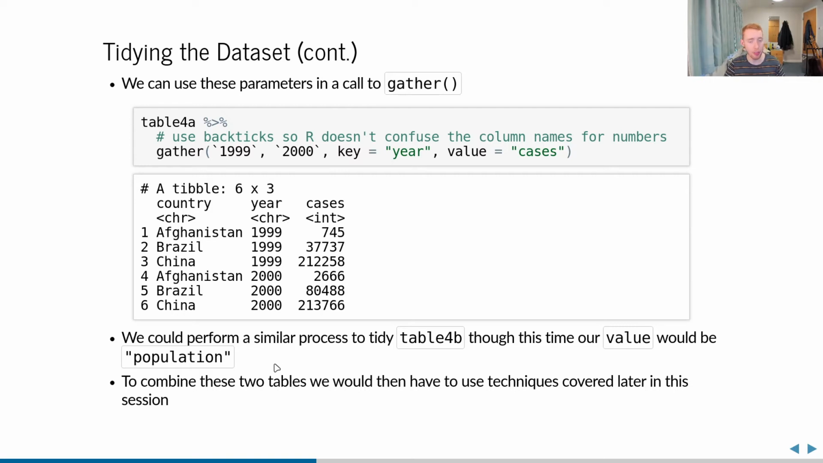And so we could do a similar thing using table 4b. Rather than cases, we would have population, because that's what that table contained. We'll see later how we could combine those two together, adding the cases and population columns together to get back to table 1, the tidy format.